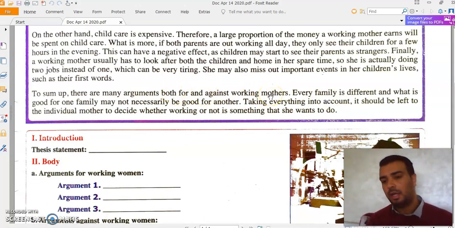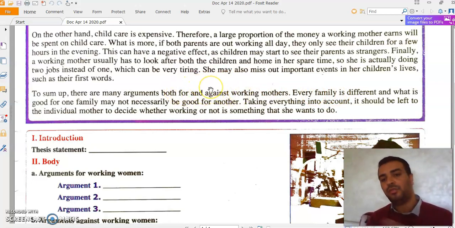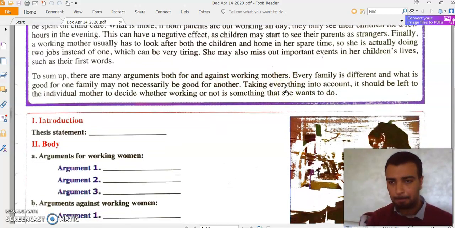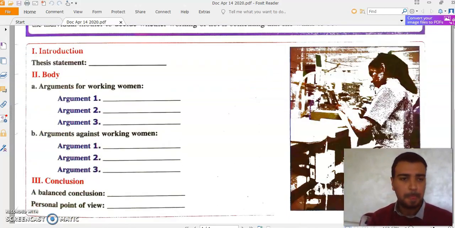This is the reworded thesis statement. It reiterates the main idea of the essay, that it is about advantages and disadvantages of working mothers, or the idea of working mothers. Taking everything into account, this is the personal point of view, the writer's stand.